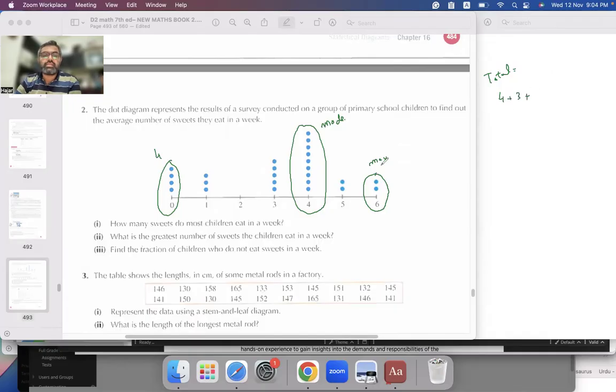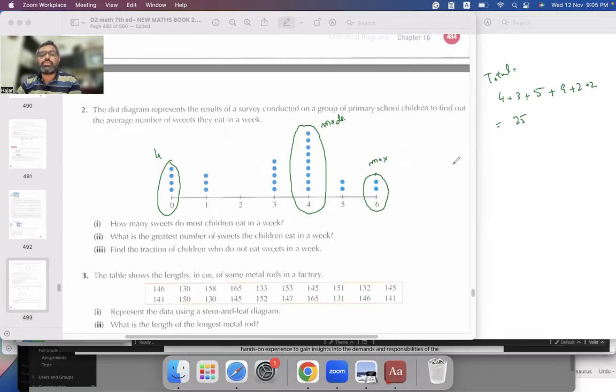4 plus 3 plus, how many students eat 3? 1, 2, 3, 4, 5. So 4 plus 3 plus 5. And how many students eat 4? The most students eat 4 sweets in any week: 1, 2, 3, 4, 5, 6, 7, 8, 9. So plus 9. For 5 there are 2, and for 6 there are 2, so plus 2 plus 2. So the total number of students is a running total: 4 plus 3, 7 plus 5, 12 plus 9, 21 plus 2, 23 plus 2, 25.